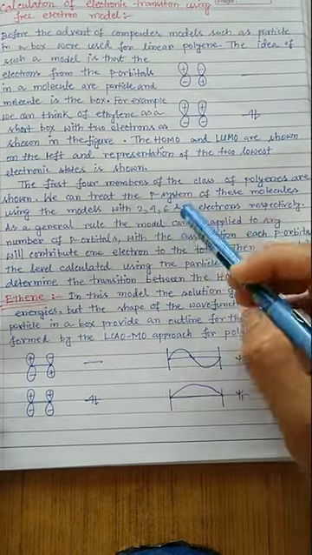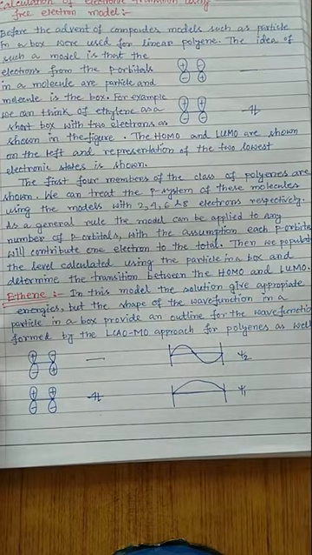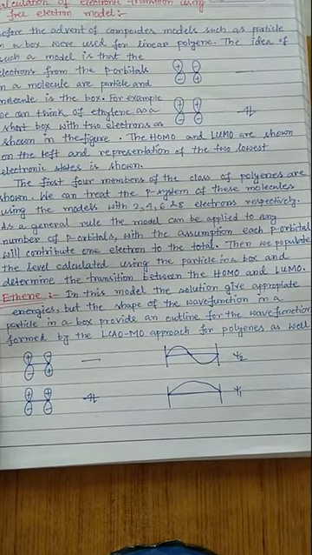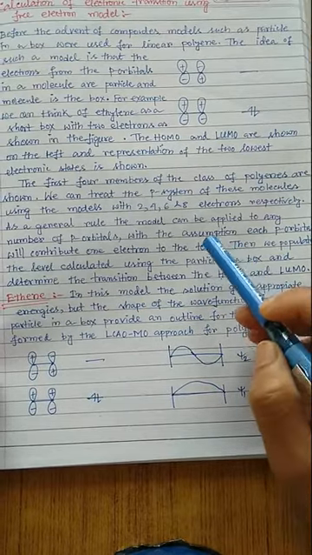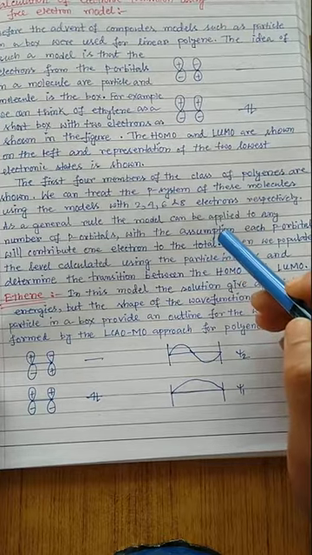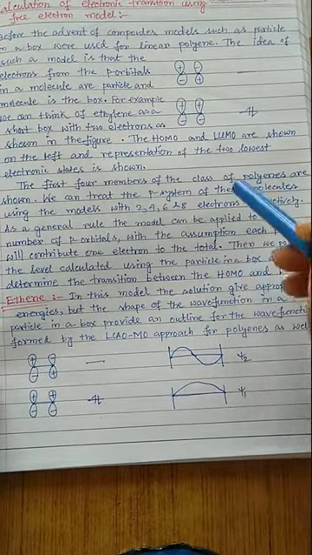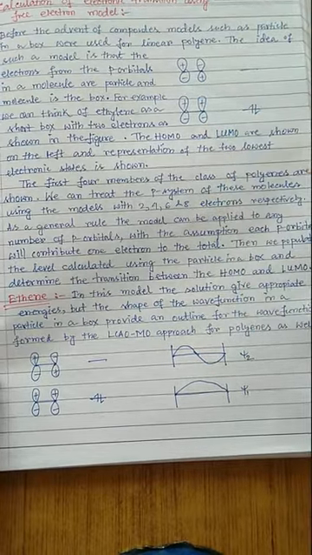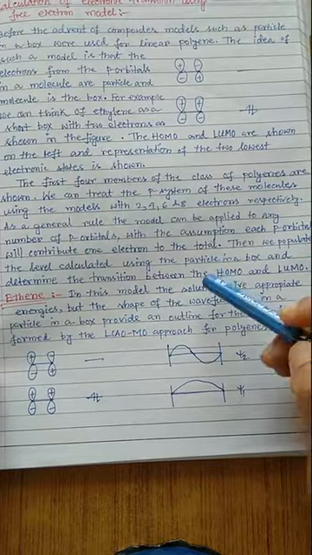As a general rule, the model can be applied to any number of pi electrons, as large as you can imagine, with the assumption that each individual p orbital will contribute one electron towards the structure.